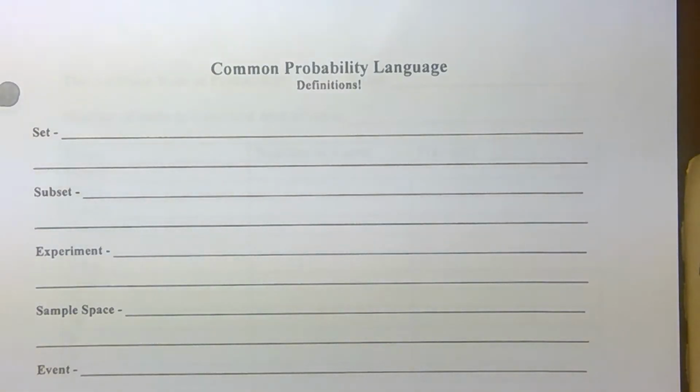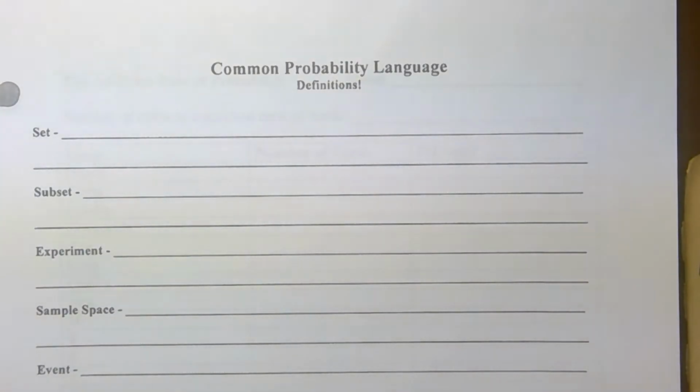Now we're going to look at common probability language. We're going to start with a set of definitions. I'm going to give you those definitions and talk through them so that you have the opportunity to write down what makes sense to you. And then we're going to work through some experiments in this packet.